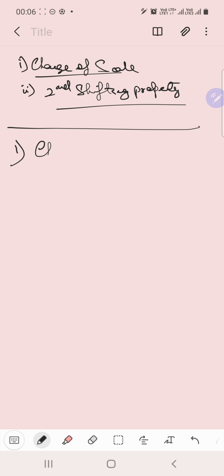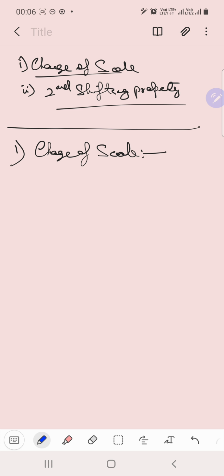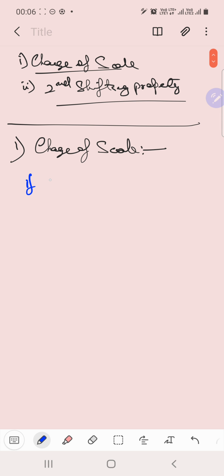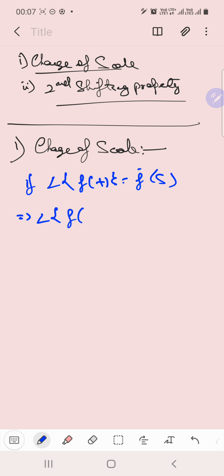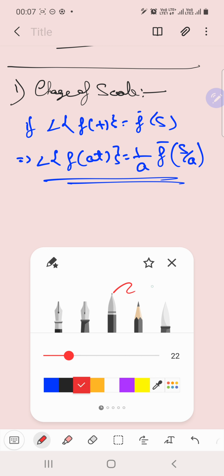So change of scale, this particular thing says basically that if the Laplace of f(t) is equal to f bar(s), that implies Laplace of f(at) is equal to 1 over a f bar of s over a. This is what the change of scale property says. So we will now prove this.